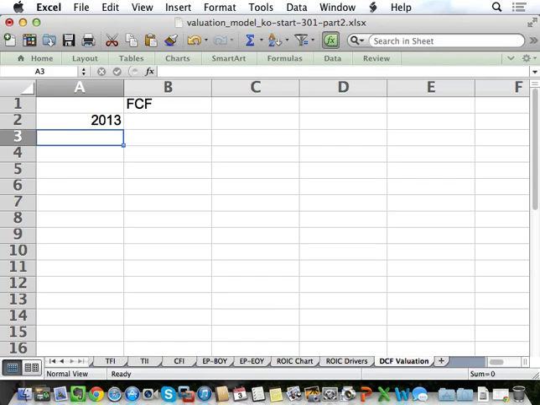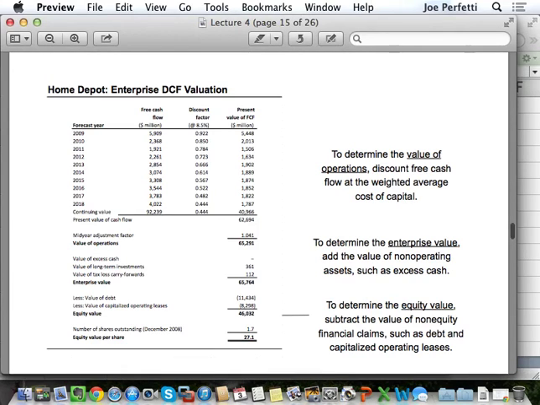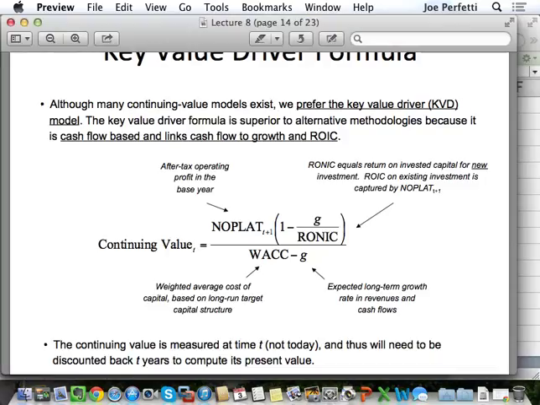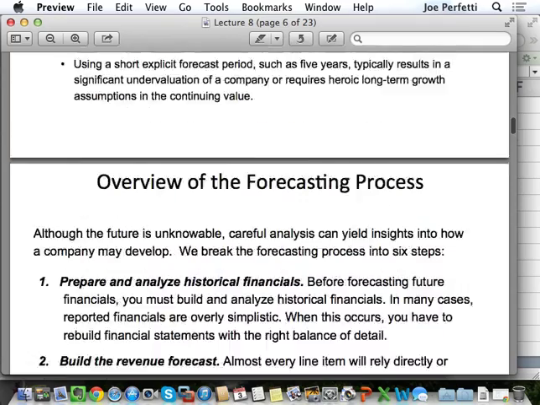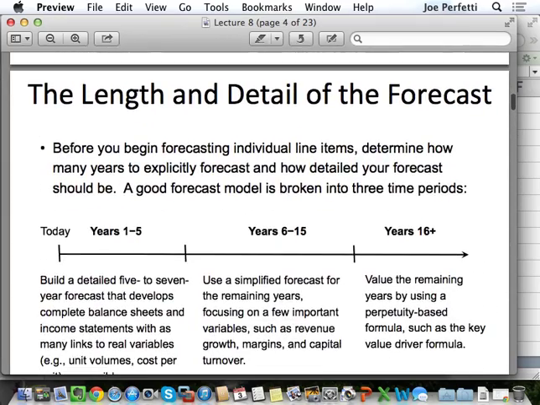So again, what we forecasted out, and I'll go back to our lecture notes here, is we're forecasting, this was in last week's reading, two periods of time. We're forecasting out a defined valuation period, which we've arbitrarily said is 10 years, and then we're forecasting out a continuing value period, which was year t plus 1, or in this case, year 11, or 2023. Okay? So that's what we're going to represent in our valuation model.